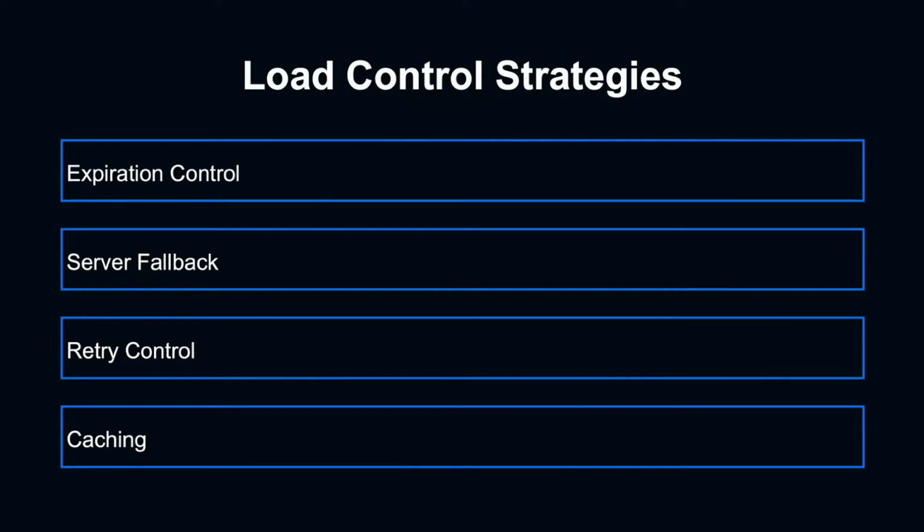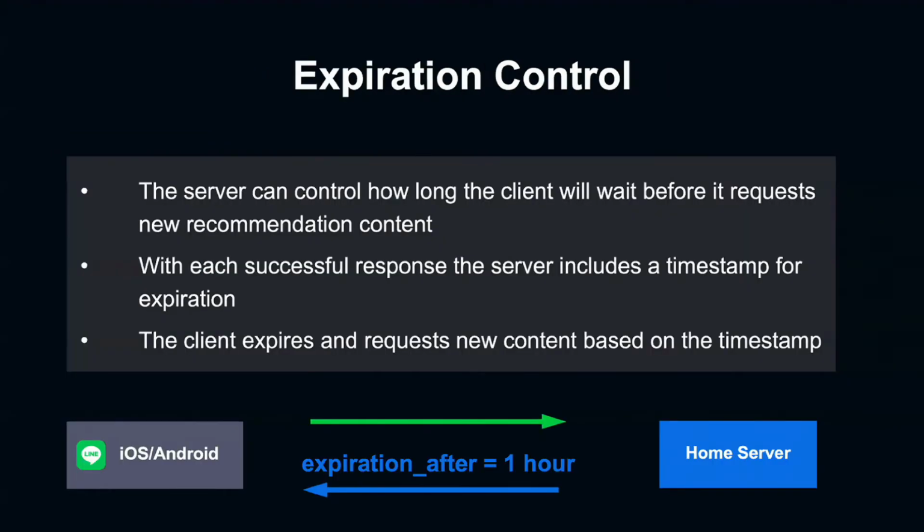Let's introduce each strategy. Expiration control. This means the server can control how long the client will wait before it requests the next new recommendation content. With each successful response, the server will include a timestamp for expiration in the response together with the successful JSON. The client expires and requests new contents based on the timestamp. We use 1 hour as the default time, so each content will show for 1 hour, but we can control the timestamp based on the traffic of the server.